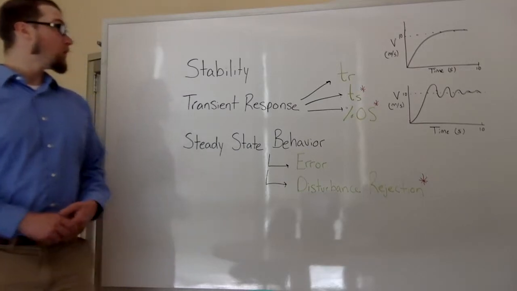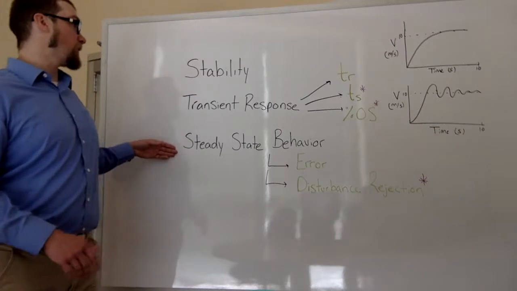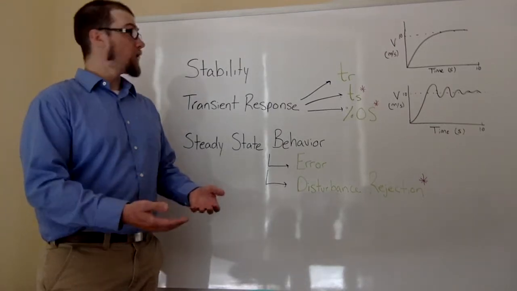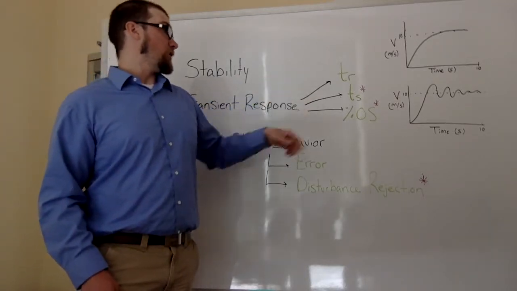control system. Three criteria we need to consider are stability, transient response, and steady state behavior. Stability is, does your system reach your desired behavior? Transient response, we need to consider rise time, settling time, and overshoot.